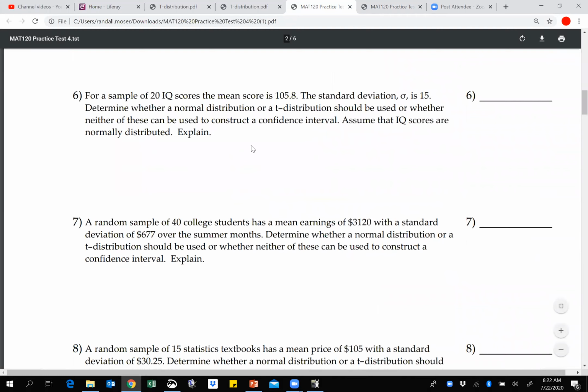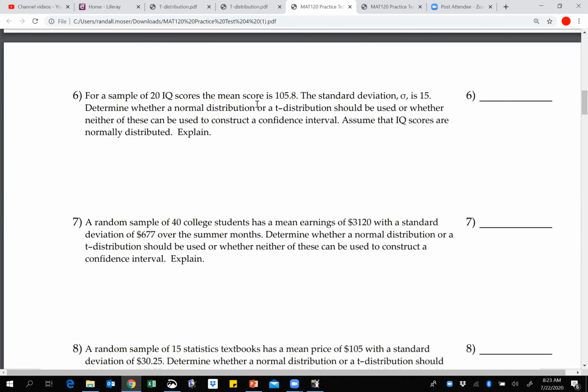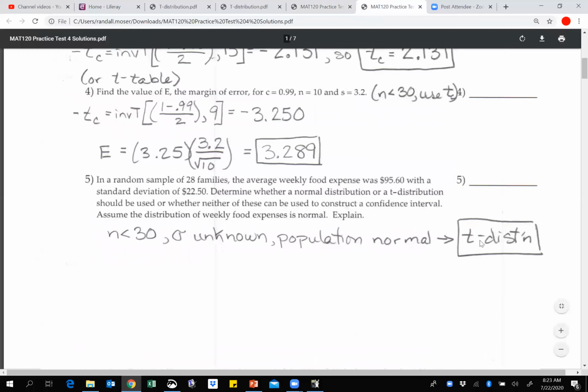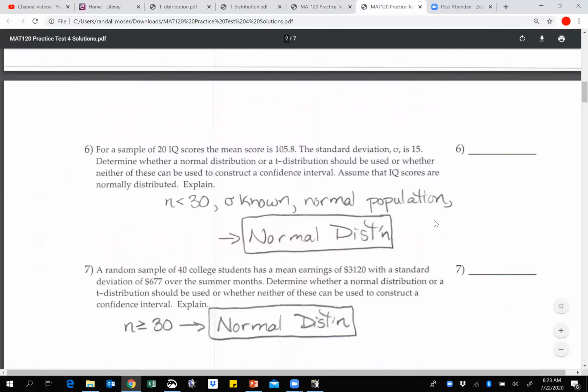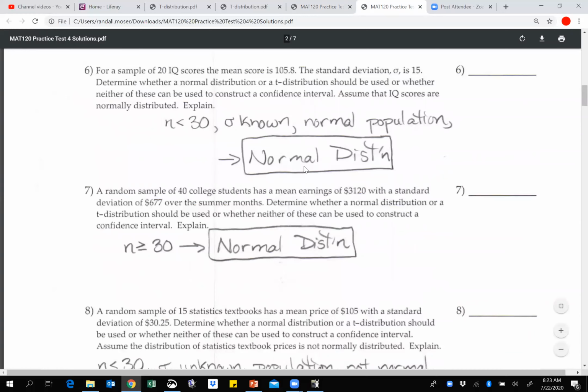Let's take a look at another one. In question 6, it says, for a sample of 20 IQs, the mean score is 105.8. The standard deviation sigma is 15. Well, we're in the same situation where we have a small sample size, so it's less than 30. So the question then becomes, which standard deviation do we have? Because we were given sigma, that means we will be able to use the z-score. So we will be able to use the z-score on this one.